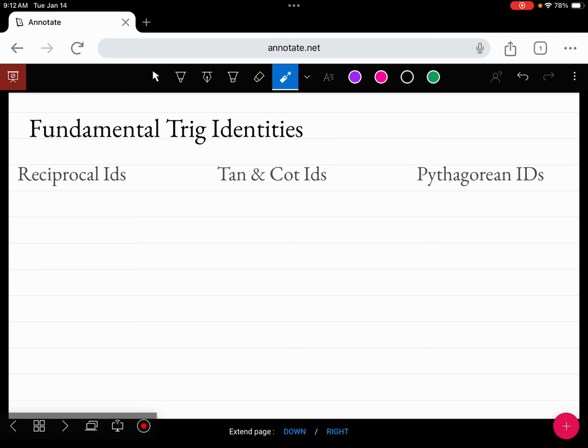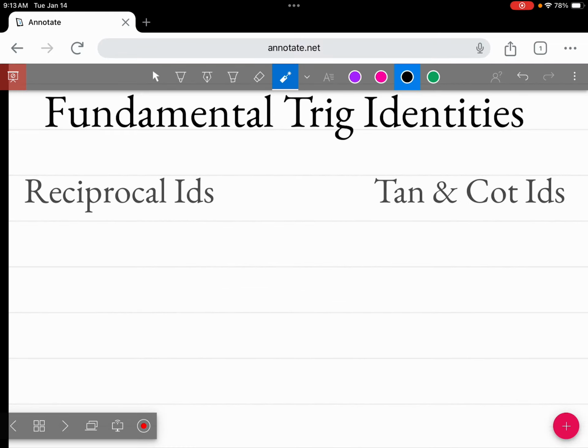So we're going to work with some things called fundamental trig identities. These are going to be things, some of which you will already know, some of it you will not, and we will need to memorize them. Mostly it's going to be these guys that you will not have seen before, our Pythagorean IDs. So our reciprocal identities, those are the things we've been talking about a lot, where our sine goes with cosecant and our secant goes with cosine and cotangent goes with tangent.